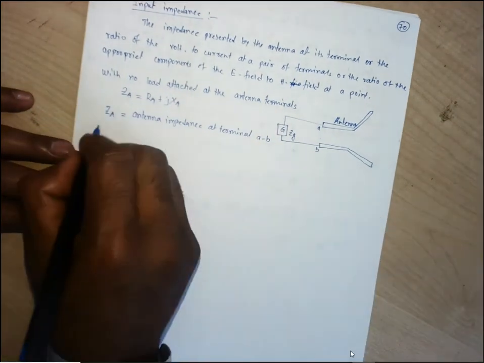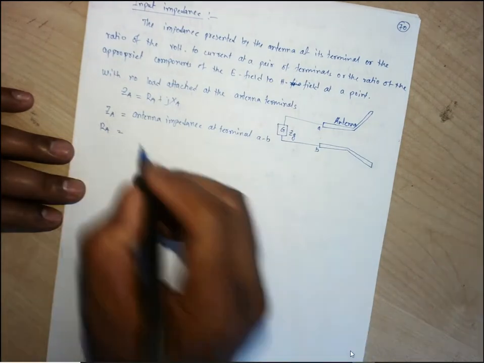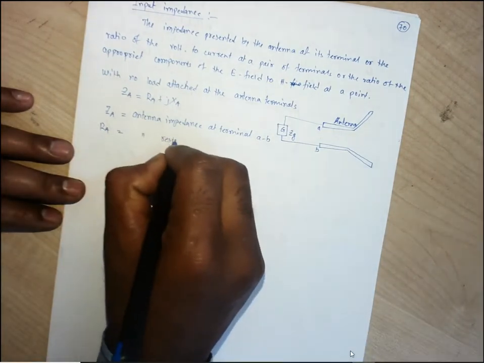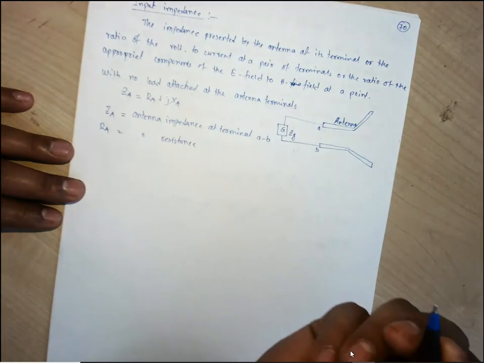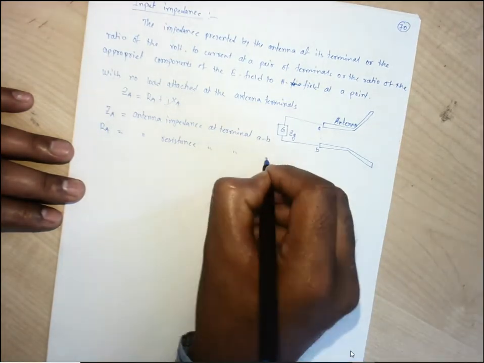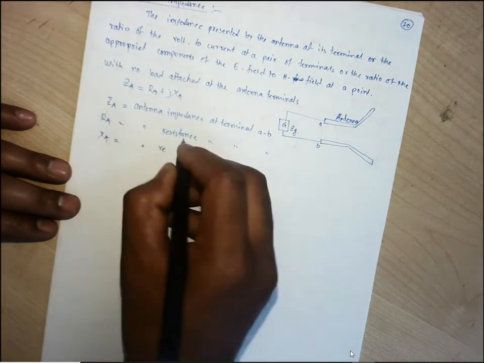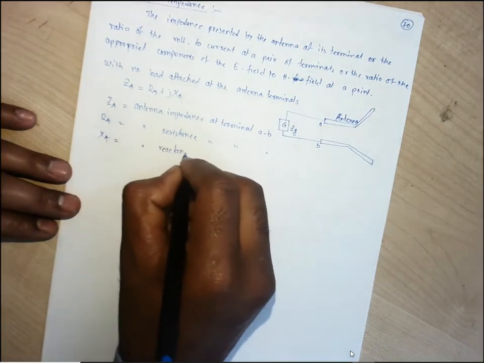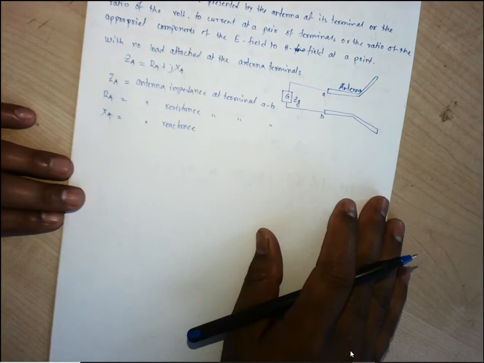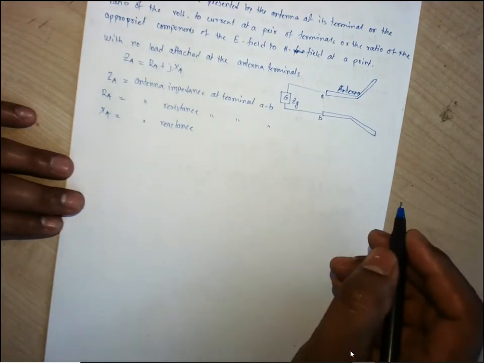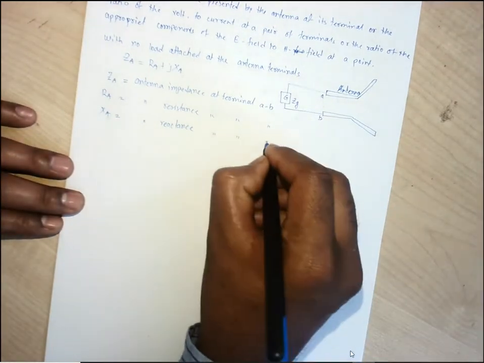So out of that, this RA is the antenna resistance at the terminals A and B. XA is the antenna reactance. So it may have certain inductance, capacitance, all those things. Due to that, it may have certain reactance at terminals A and B.